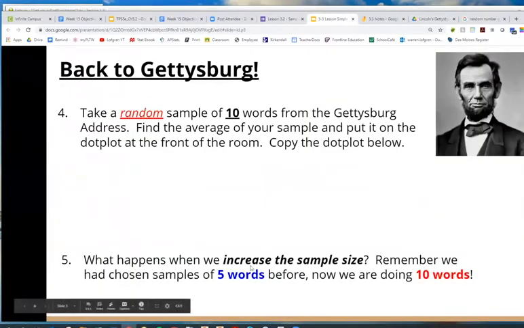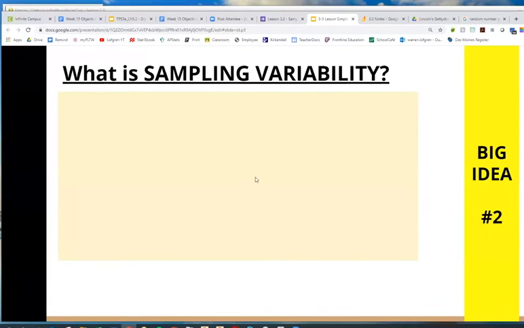Okay. So question number 5, what happens when we increase the sample size? I'm going to talk about it and we're going to go back and look at the picture. Okay. We have this idea. This is big idea number 2 called sampling variability. Sampling variability just means this. Every sample is different. Okay. Rachel got a 7.1. Sydney got a 6. Josh got a 3.8. Noah got a 4.3. Okay. Every sample is different.